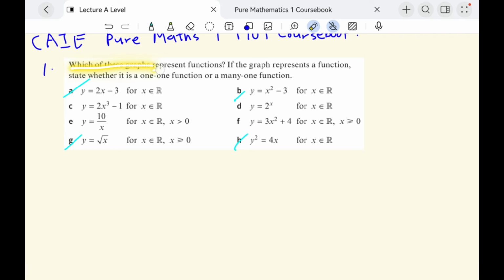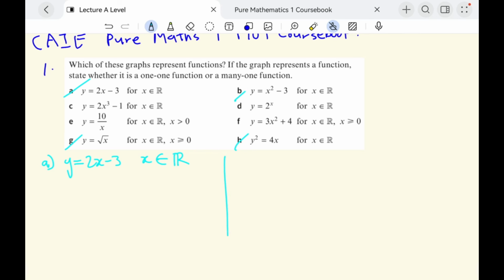Which of these graphs represent functions? If the graph represents a function, state whether it is a one-to-one function or a many-to-one function. So let's do A. Given the equation of A is y equals 2x minus 3 for x a subset of all real numbers. Ask yourself, this is a linear equation. If you sketch this in a Cartesian graph, it is indeed a function.